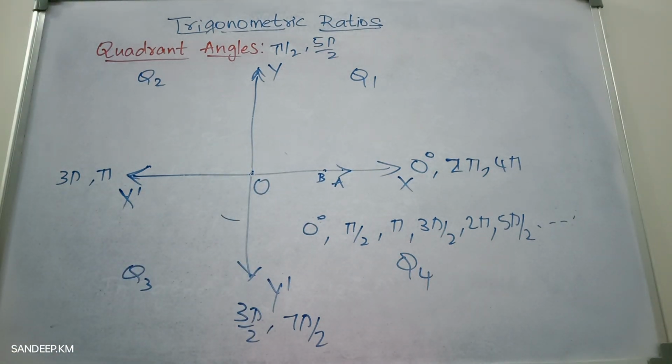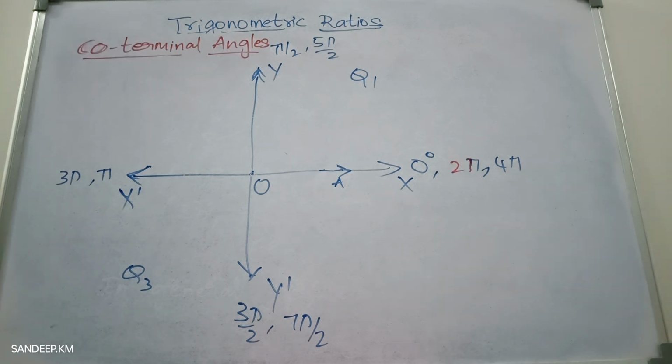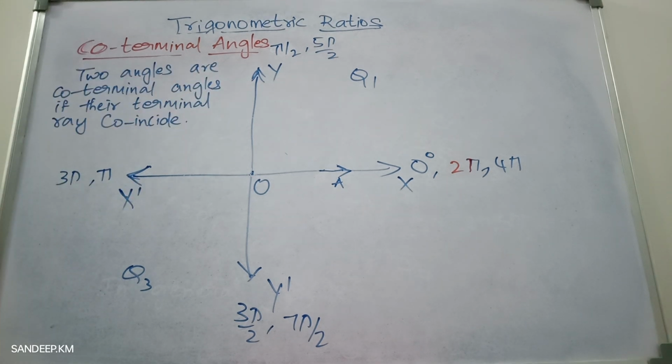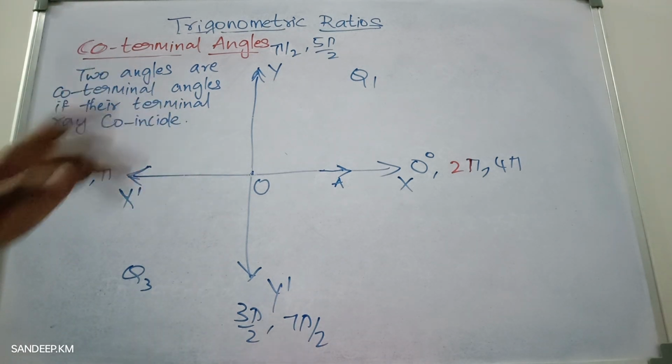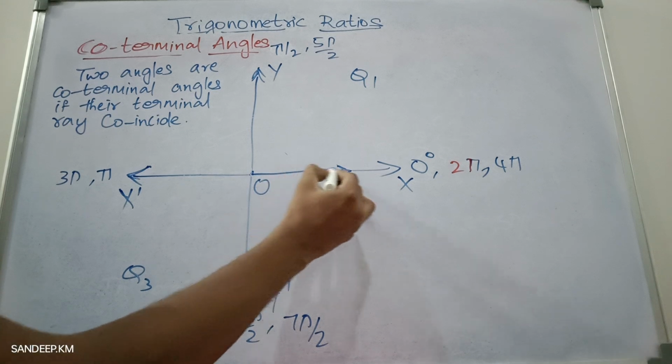Next, let us discuss coterminal angles. What are coterminal angles? Two angles are said to be coterminal angles if the terminal ray of both angles coincide. This definition is very important. I wrote the definition here. So two angles are coterminal angles if the terminal rays coincide, but remember those two angles must be angles in standard position.